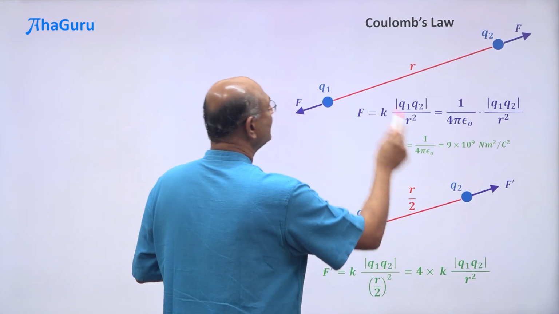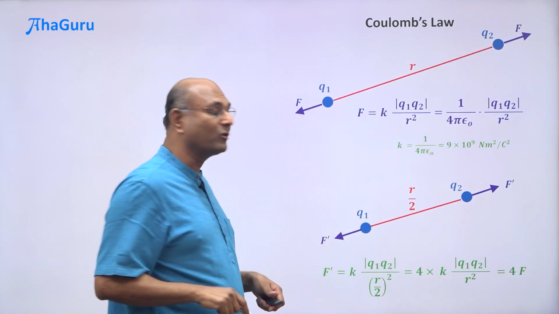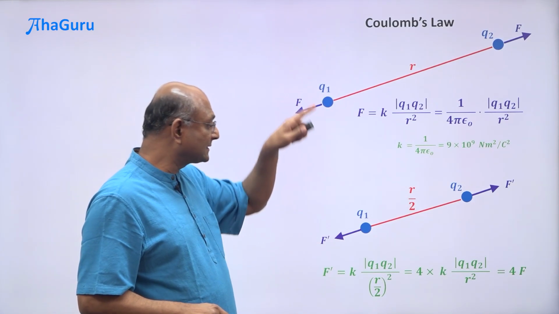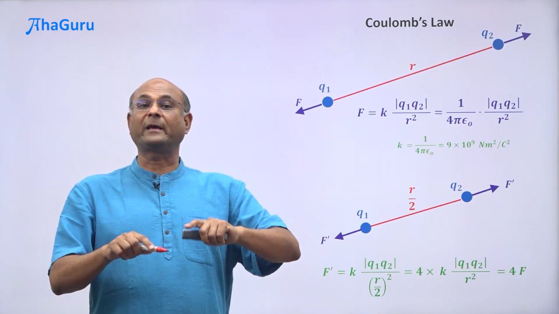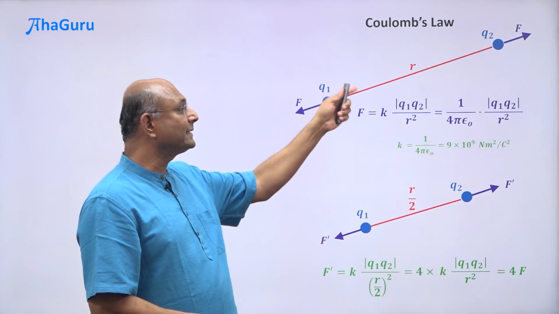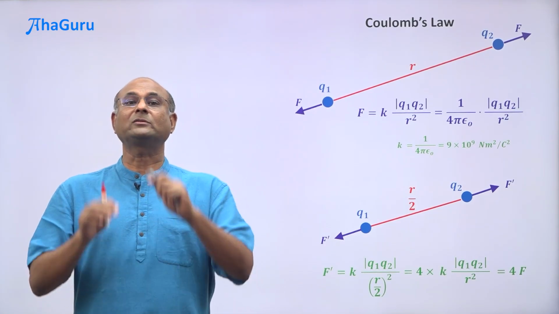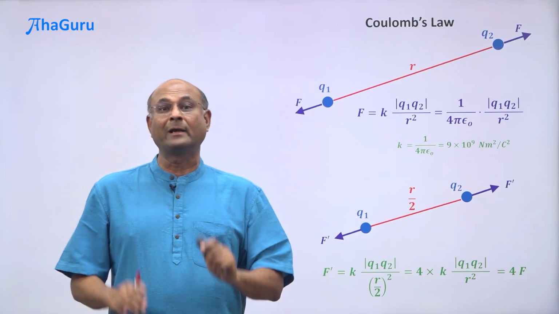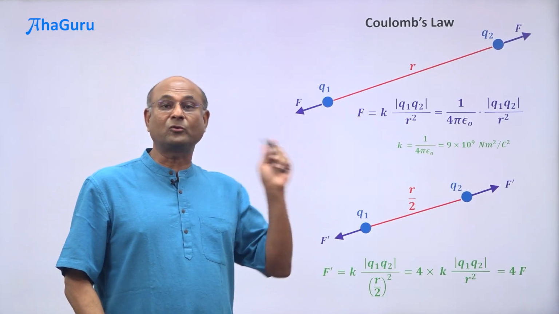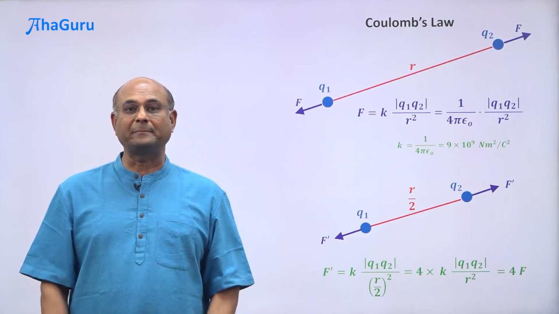What is this? This was this force. So it's going to be 4 times F. So if you make the distance half, the force becomes 4 times. If you make the distance double, the force becomes 1/4. Okay, so these are very important points to keep in mind. So I hope you have now understood how to use Coulomb's law in different types of situations.